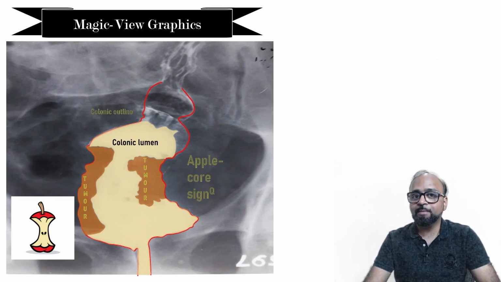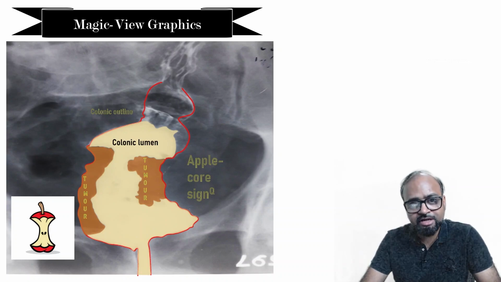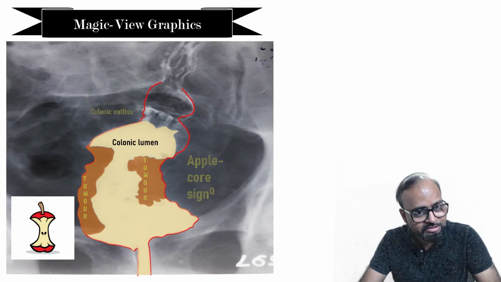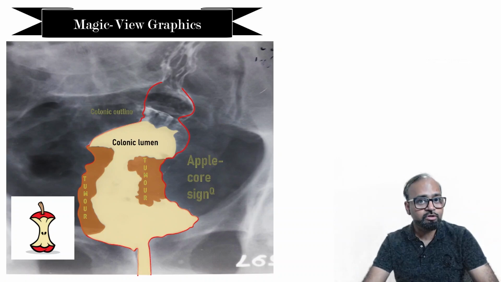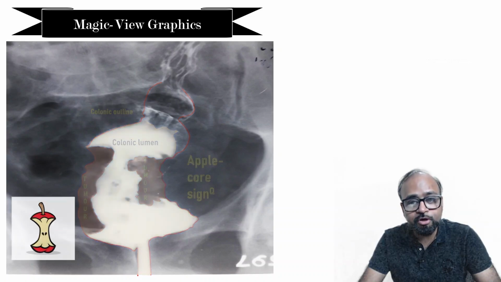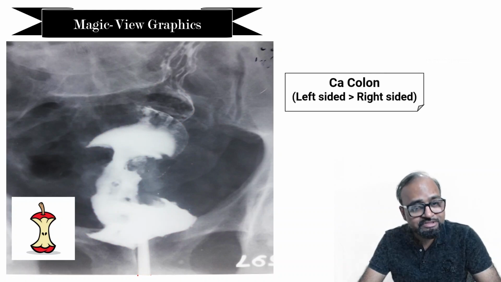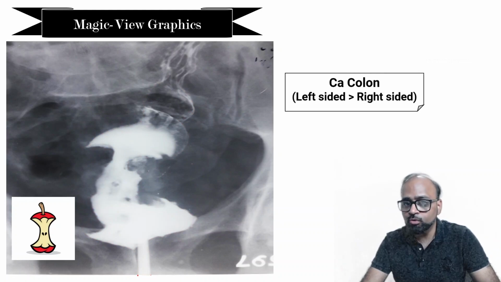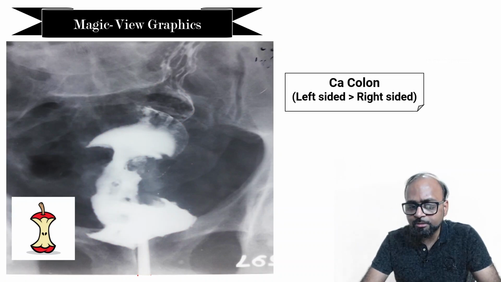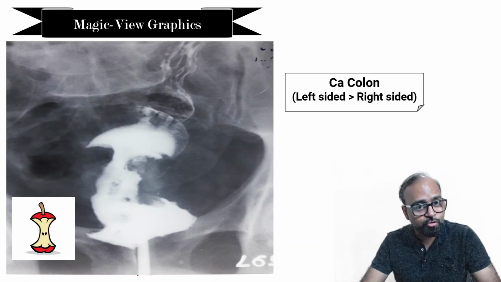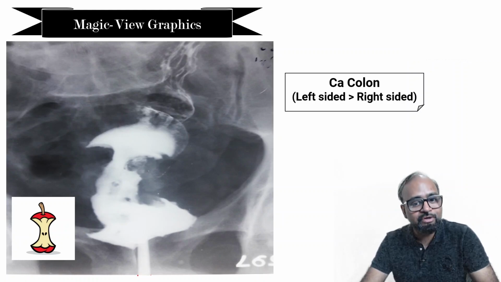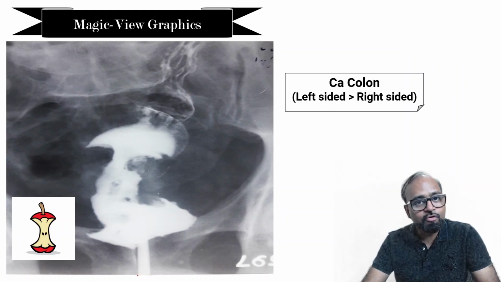This looks like the apple core sign or apple core appearance, is what this is called. And the apple core sign has been described in what? It has been described in, yes, CA colon. We all know that. One small thing I want you to know is that it is more predominantly seen in left-sided colonic cancer as compared to right. Left-sided colonic cancer means involving the sigmoid colon and descending colon more likely than the cecum and ascending colon cancer. So this is your apple core sign or apple core appearance of CA colon.